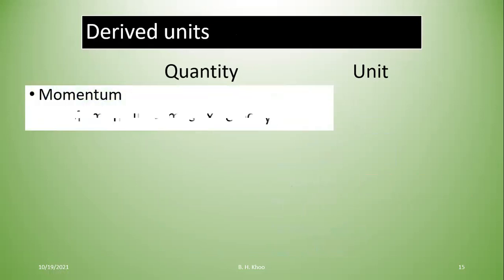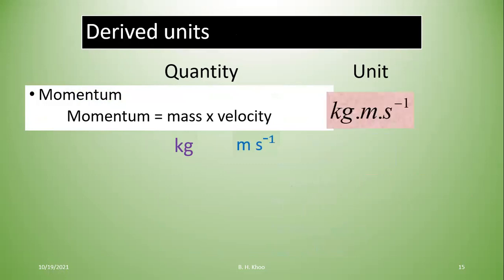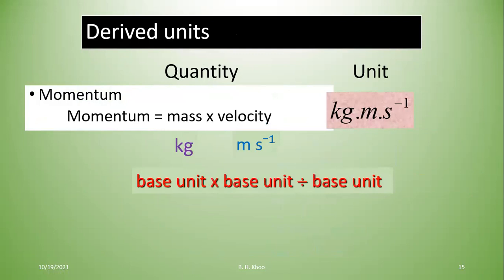Momentum, defined as mass times velocity. We'll study this later on. Mass is measured in kilogram, velocity is meter per second, so the unit is kilogram meter per second. Base unit times base unit, divided by time. Base unit.